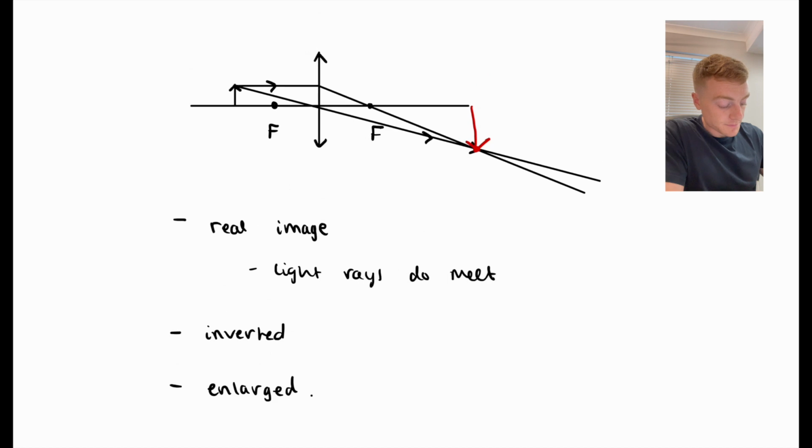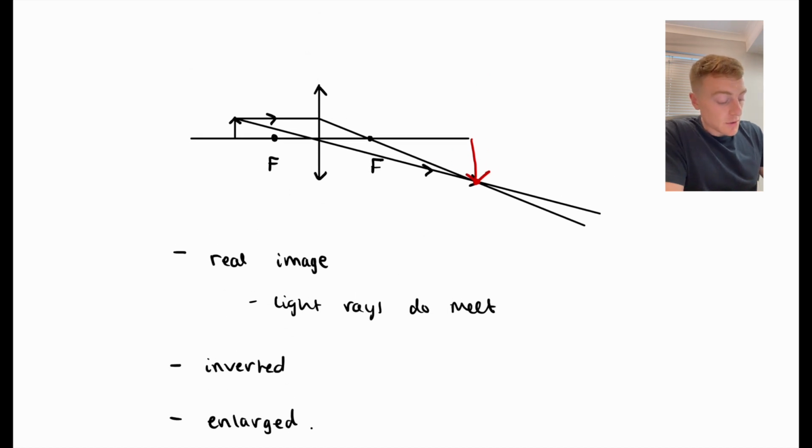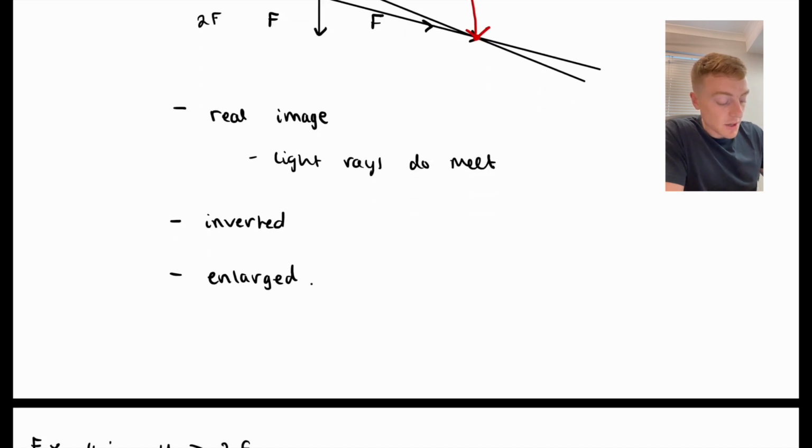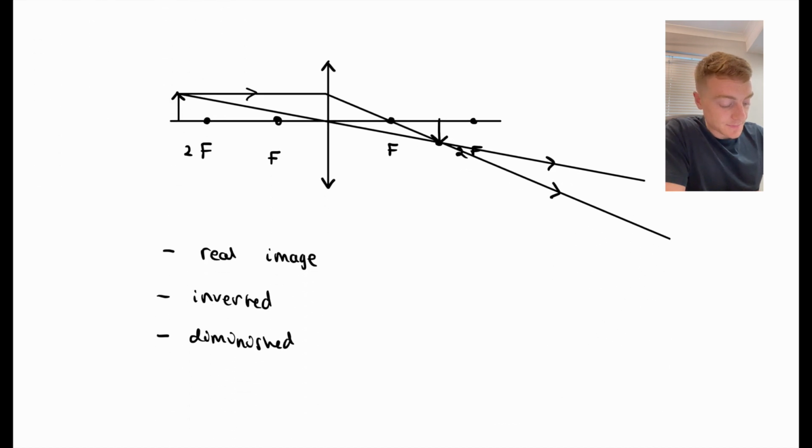Whereas before, when we placed it just greater than 1 focal length, but less than 2 focal lengths, we can see that it was actually enlarged. So we've got a different effect.